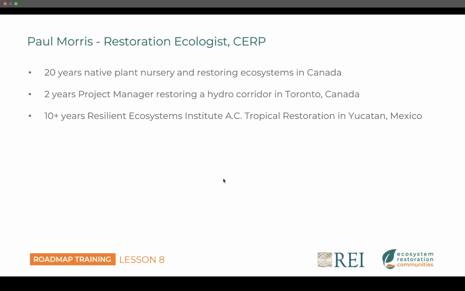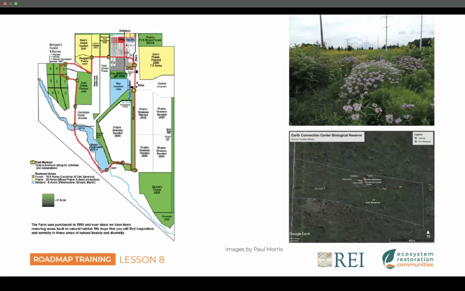So my name is Paul Morris, and I'm a restoration ecologist, and I'm a certified ecological restoration practitioner with the Society for Ecological Restoration. And I have 20 years growing on a native plant nursery and restoring ecosystems in Canada. I did 2 years as a project manager for a long hydro corridor running through Toronto. And the last 10 years I've been spending working with Resilient Ecosystems Institute, a nonprofit doing tropical restoration in the Yucatan, Mexico. So just to show you those different projects.